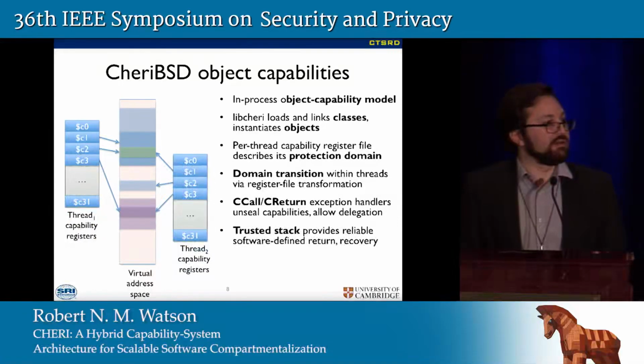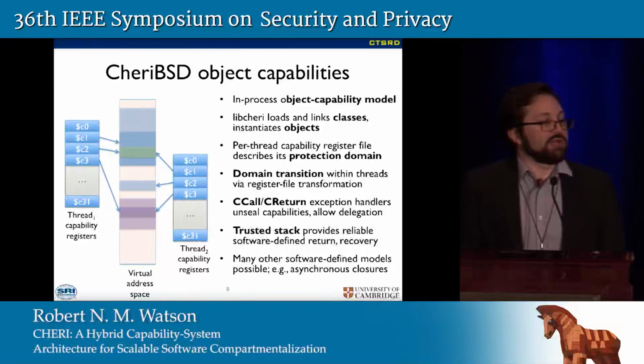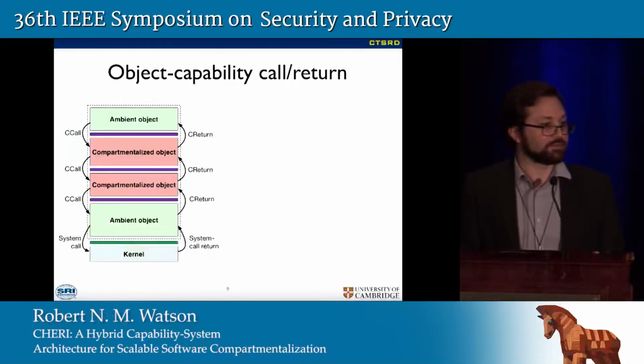In our CHERI BSD model, we implement something called a trusted stack, which is a call stack of all the invocations we've gone through so far. But we could actually implement many other different kinds of security models. So we provide a synchronous call return mechanism, but if you wanted to, you could do an asynchronous model, perhaps based on closures. So let me show you an example of this.